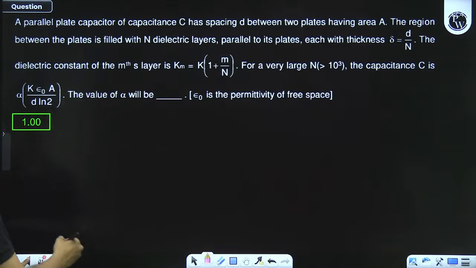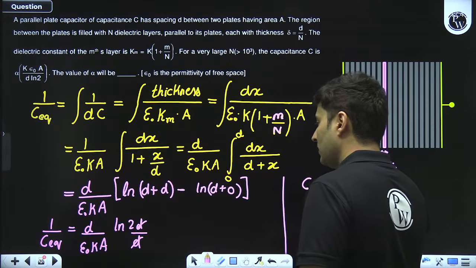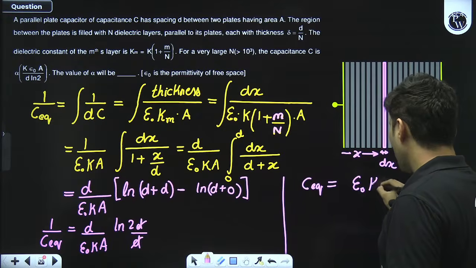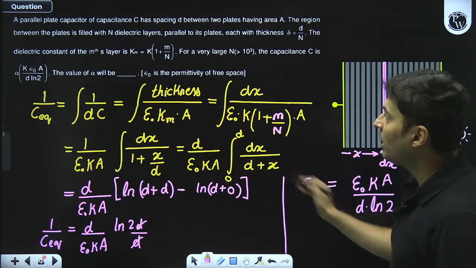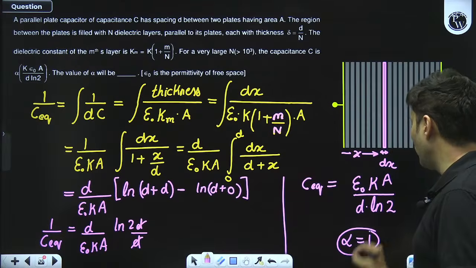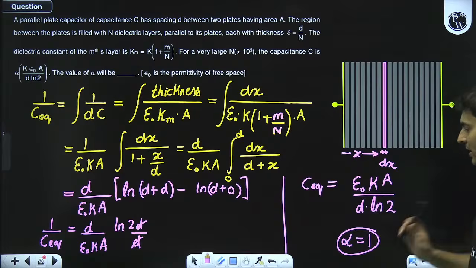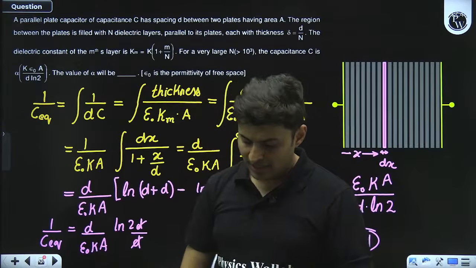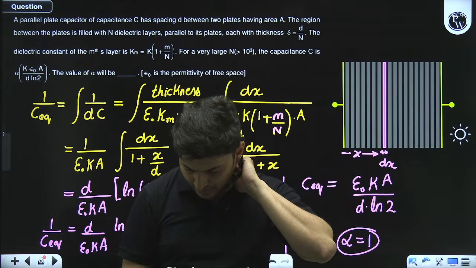Therefore, our c equivalent will become the reciprocal of it: epsilon naught Ka divided by d multiplied by ln 2. Now, if you compare this with that, you can clearly see our alpha value is nothing but 1. Obviously, the constant which comes outside is nothing but 1. Hence, 1 is the answer. So expect these kinds of models as well in JEE. Yes, ln 2 is coming.